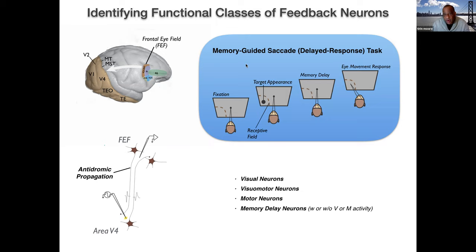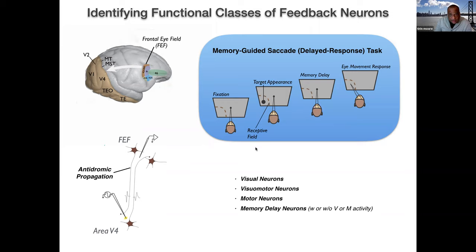So the animal maintains fixation. You flash the visual stimulus somewhere to identify the receptive field. The animal has to remember that location during a delay period, and then later on has to make a memory-guided eye movement to that location. So you isolate the movement and the visual and the other components with this task. And so Brad was interested in identifying which types of cells, visual cells, visuomotor cells, et cetera, are the ones that project back to extrastriate visual cortex.